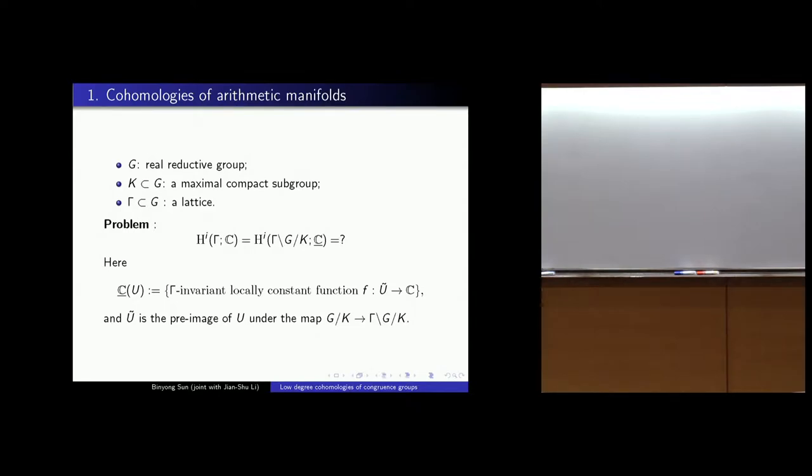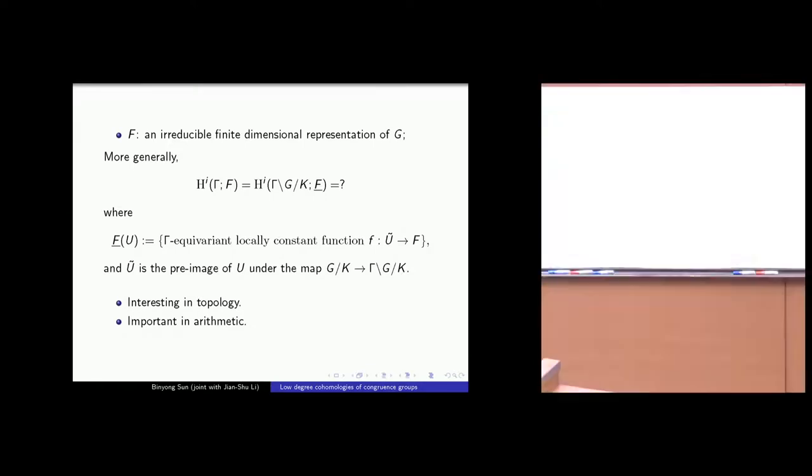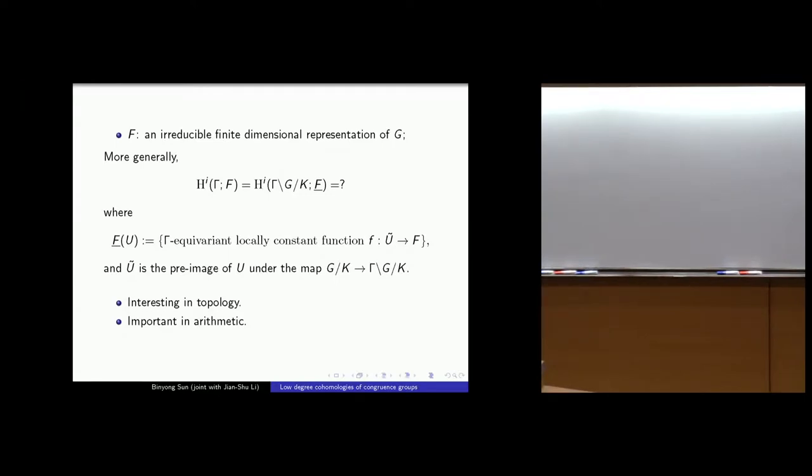In general, this is too hard. More generally, we fix an irreducible finite dimensional representation of G, which I call F. We can consider this cohomology space with coefficient system in F. Similarly, this equals sheaf cohomology. So we want to understand this cohomology space. Such a problem is interesting in topology and has many important applications in arithmetic.